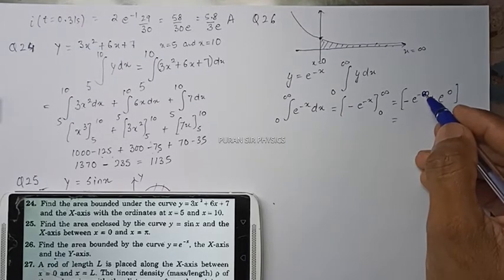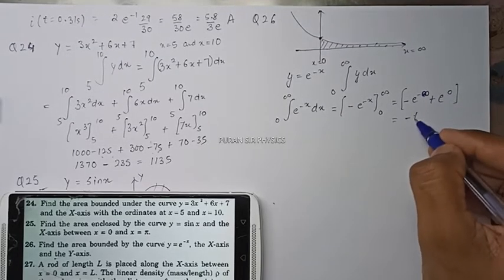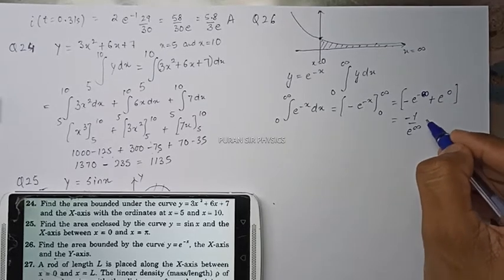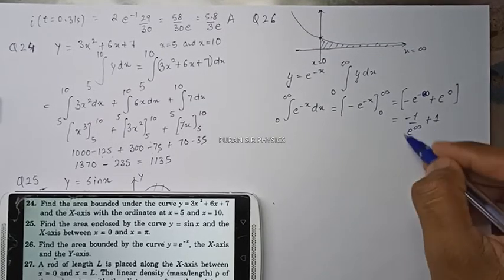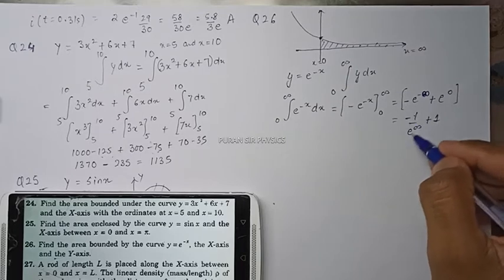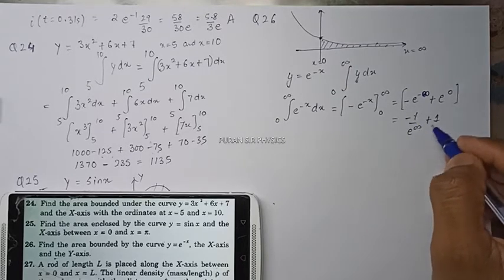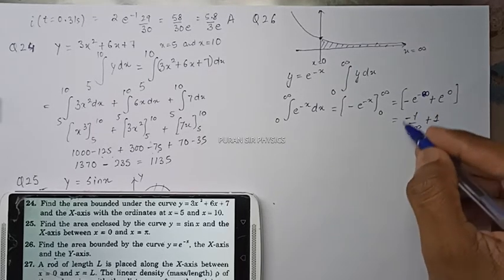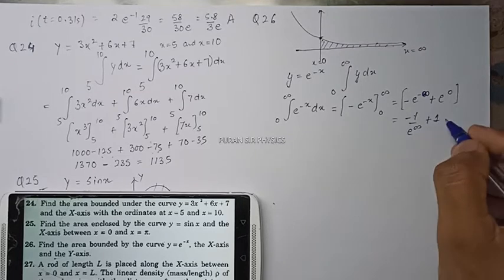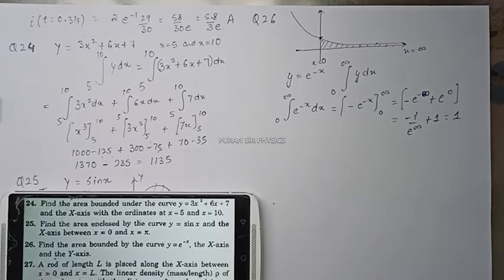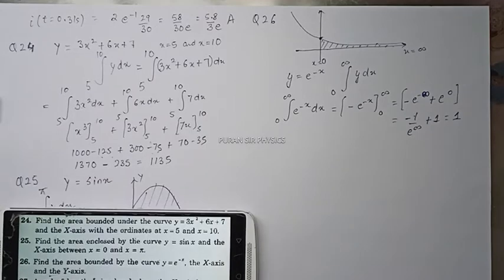E raised to power minus infinity will be 1 upon e raised to power infinity. E raised to power infinity will become infinity, so this quantity will be 1 upon infinity. So this quantity will become 0 because the denominator is tending to infinity. So we will get 1. So 1 is the answer of question number 26.